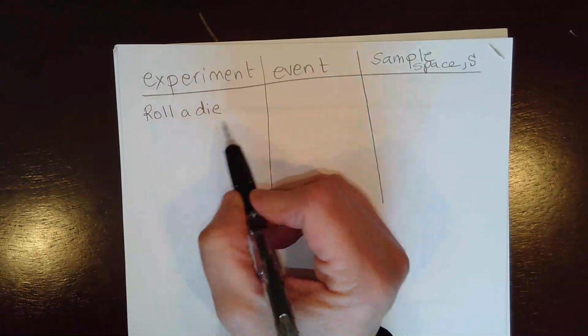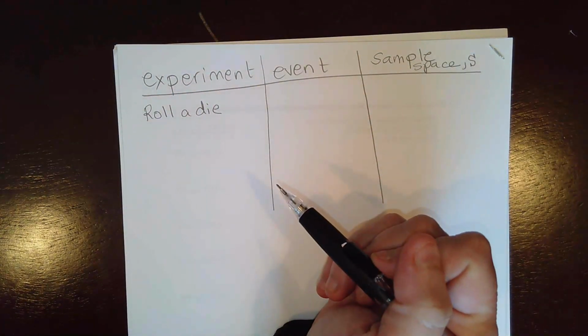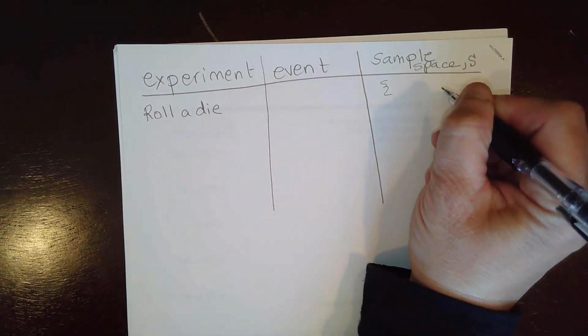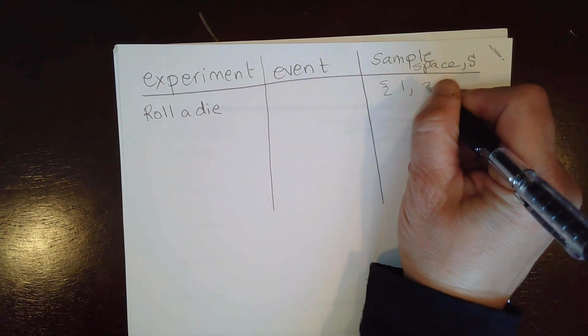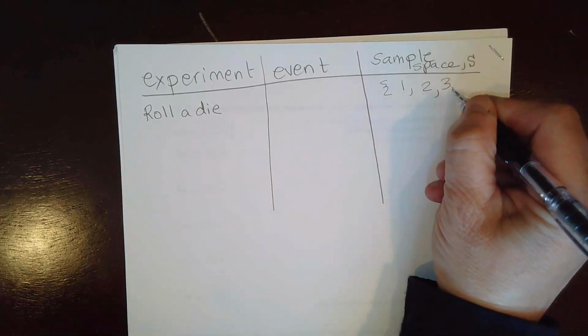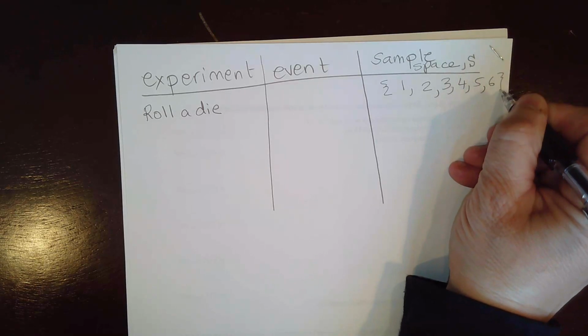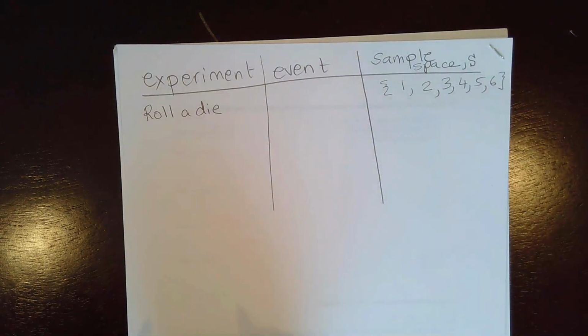So what are all the possible outcomes when you roll a die? The possible outcomes would be 1, 2, 3, 4, 5, and 6. These are the only possible outcomes when you roll a die. We are dealing, of course, with a fair die.